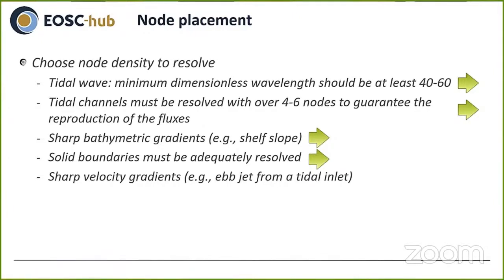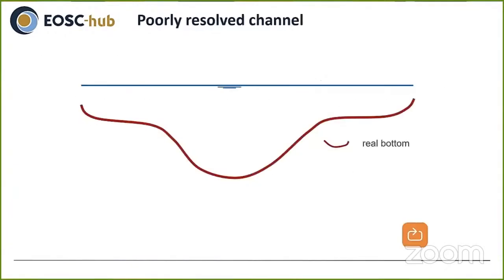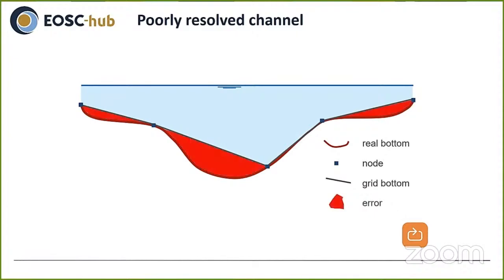A second criterion is the need to resolve a channel. Suppose this is a cross-section of a tidal channel where you can see the bottom and the free surface. Suppose that you are representing this geometry with 5 nodes, as you can see here. Then here's what your model will see. This is the cross-section as seen by our model. Clearly, there are huge errors in the representation of the cross-section, and therefore this grid is not fine enough.